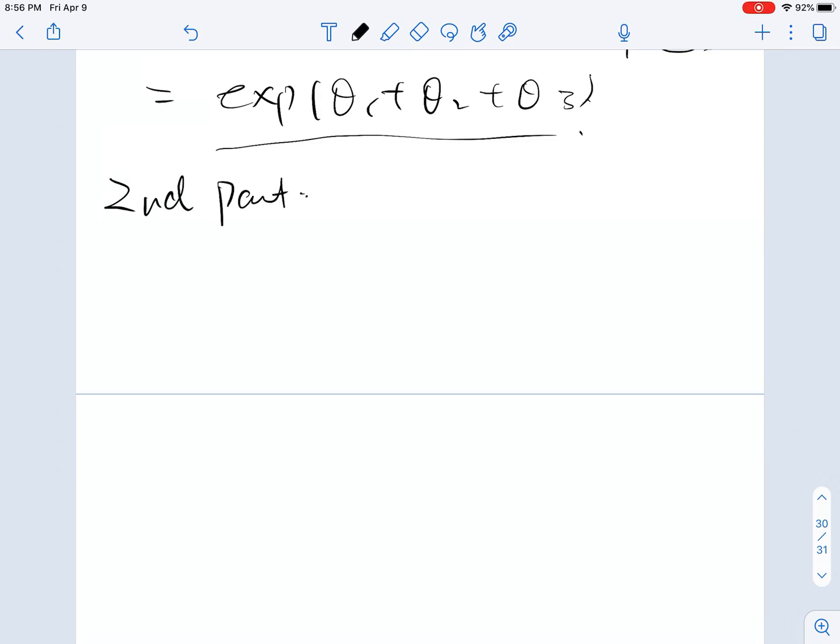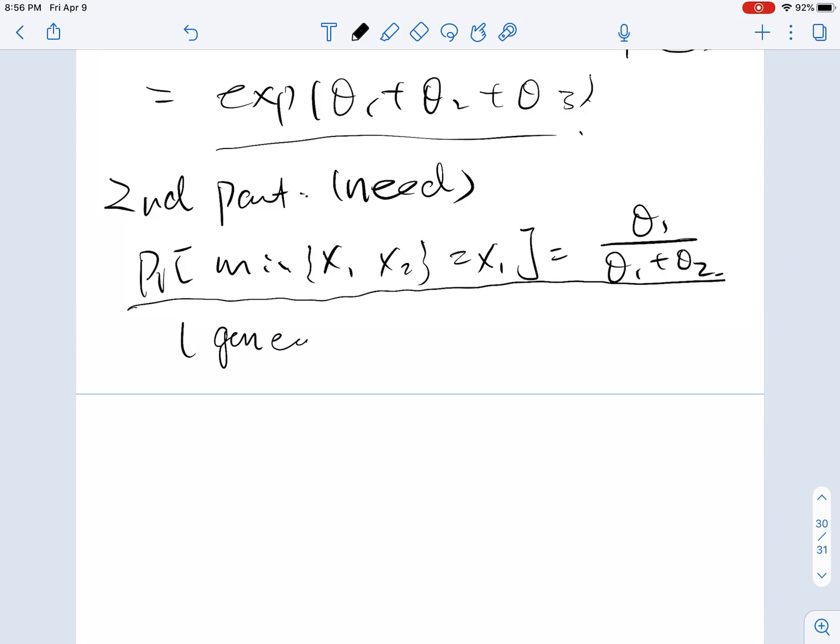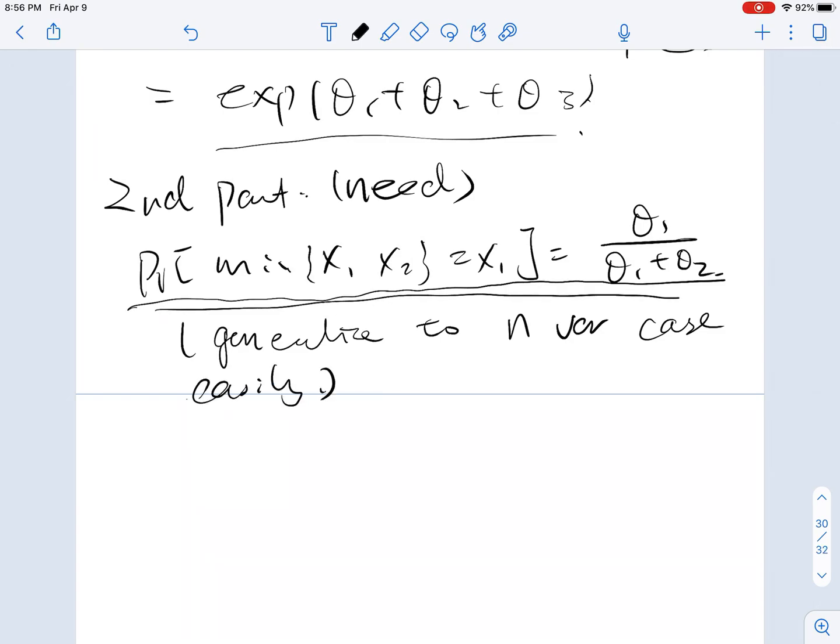we also just want to start with the probability that the minimum equal to x1, x2 equal to x1 is the same as theta 1 divided by theta 1 plus theta 2. Right? So again, you can see that once we have this result, this is what we need. Once we have this result, we can easily generalize to the n variable case. Easily, right? So that's the reason. Let's just stick to this one, right?